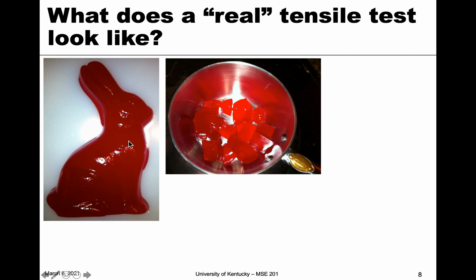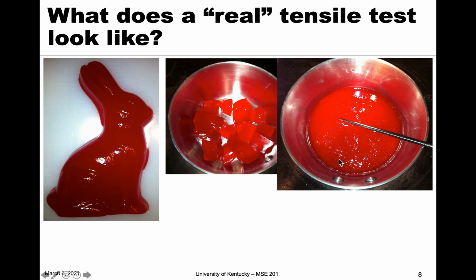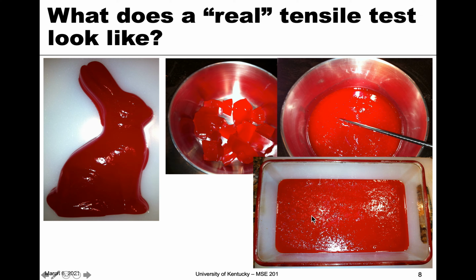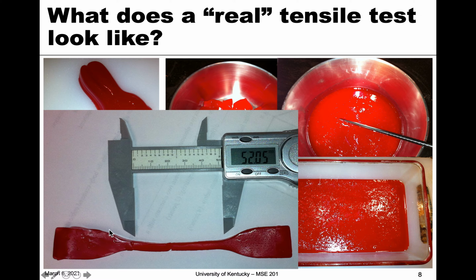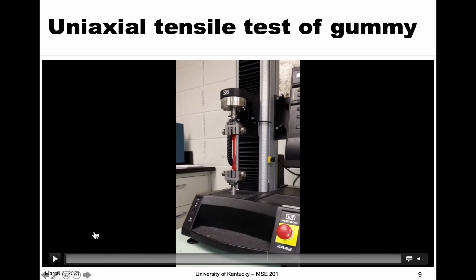And so what I did was I put it in a pot, chopped it up, melted it down, and then cast it into a sheet in a pan. And then I cut it with a dog bone punch into that dog bone shape that you saw before. And here's me taking a length measurement of that dog bone. So then I attached it just like we would any other dog bone into the machine, and we tested it in tension. And so here's that video.